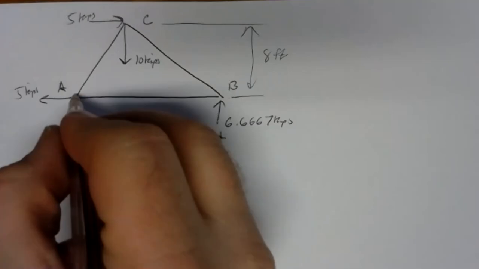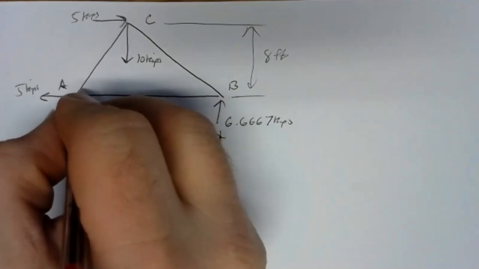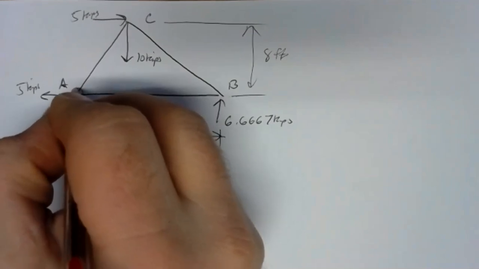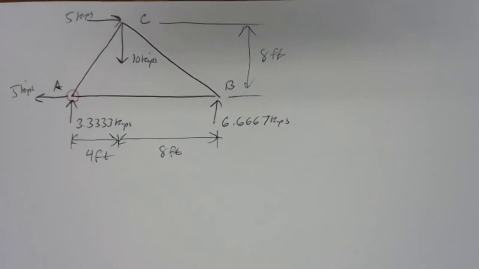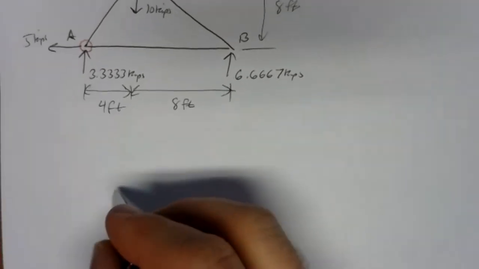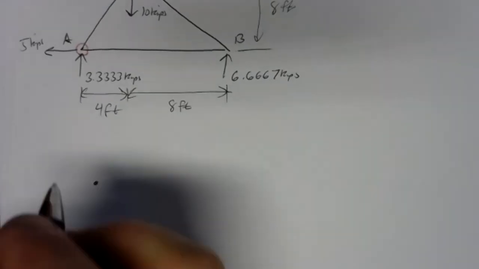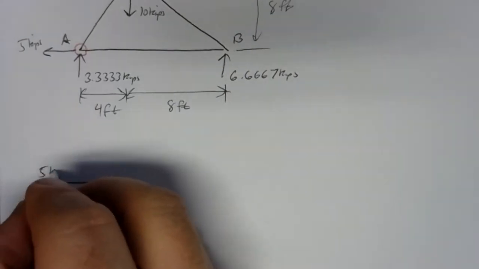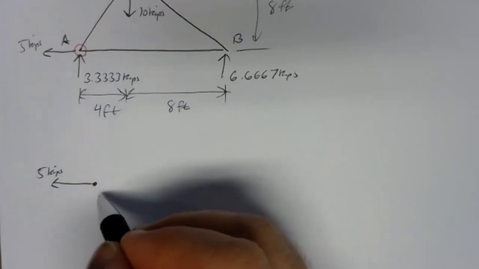And just out of habit, I'm going to start at A. The principle of the method of joints tells us to isolate joint A. So here I'm drawing my system boundary around joint A. Anything that touches or crosses that system boundary needs to be represented by a force. So down here, I'm going to draw my free body diagram for joint A. So there's joint A. It's got a 5 kip force pulling to the left. It's got 3.3333 kips pushing up.